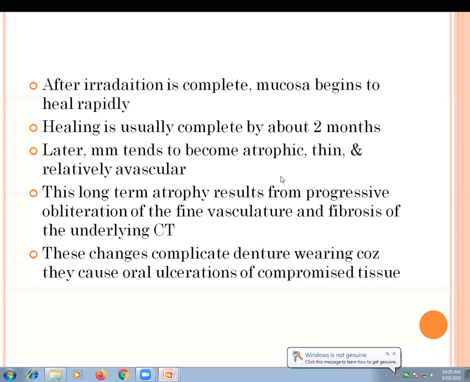Later, the mucous membrane tends to become atrophic, thin, and relatively avascular, and this long-term atrophy results from progressive obliteration of the fine vasculature and fibrosis of the underlying tissue. These changes complicate denture wearing because of oral ulceration of the compromised tissue. Understood?